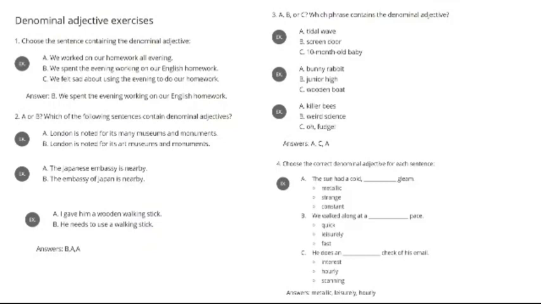Third question, A, B or C, which phrase contains a denominal adjective? So the answers are C, A, A. Fourth, choose the correct denominal adjectives for each sentence. First, the sun had a cold dash gleam. So the answer will be metallic. Second, we walked along a dash pace. Answer will be leisurely. Third, he does an dash check of his mail. He does an hourly check on his mail.